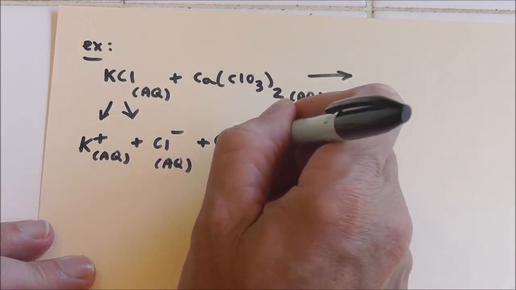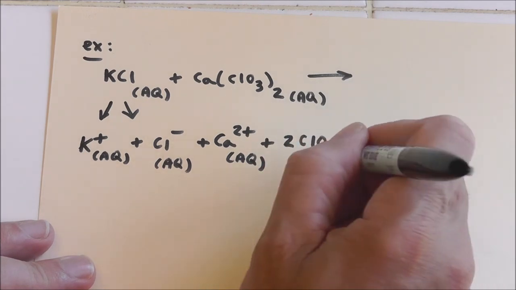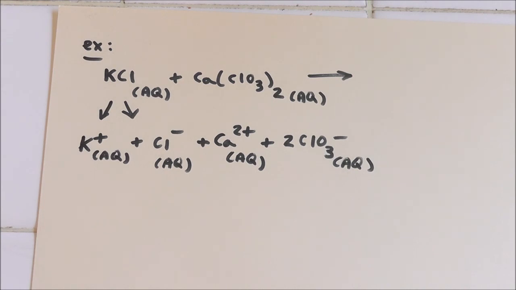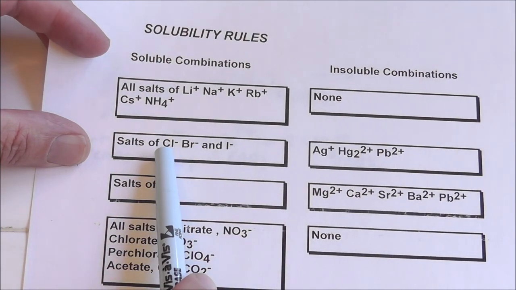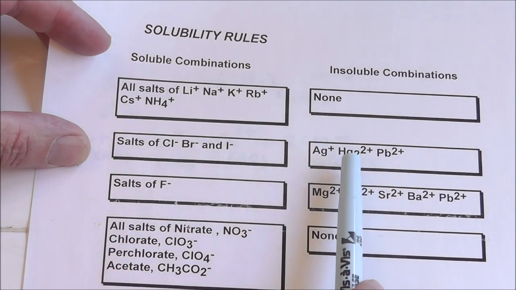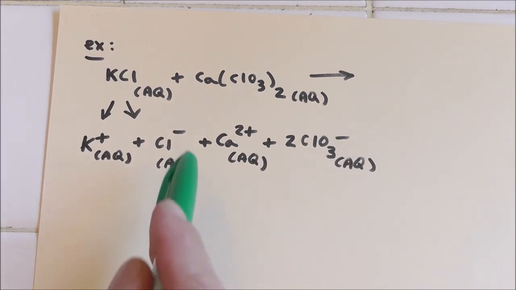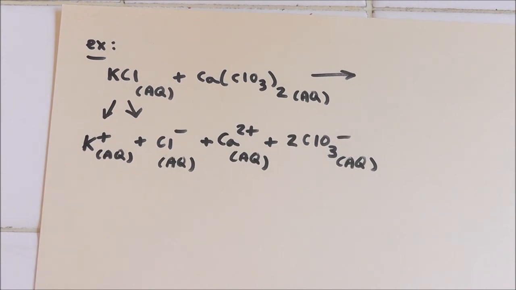And we go through the same procedure here. That 2 would come out in front, ClO3 minus. And then we go to our solubility rules chart. And we say, oh, there's chloride. What's insoluble with chloride? Silver, mercury, lead. And now chloride's just coming into contact with that calcium. So does calcium make an insoluble combination with chloride? Nope. They're not going to precipitate.